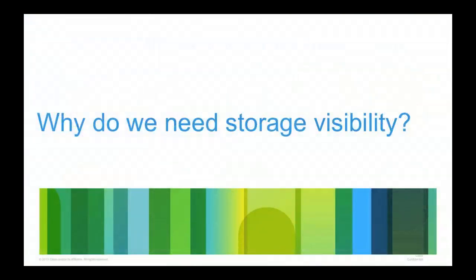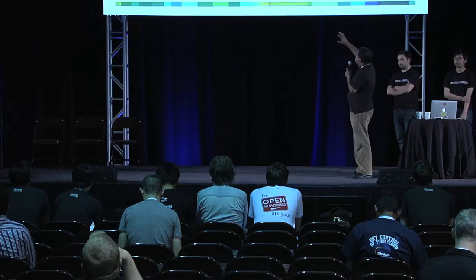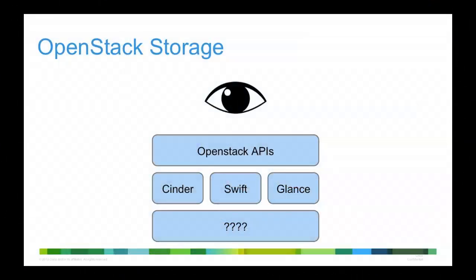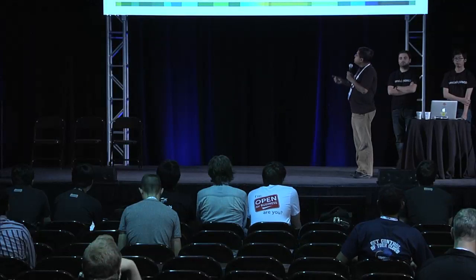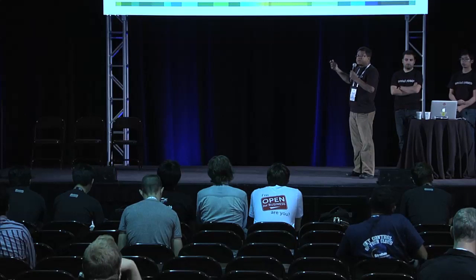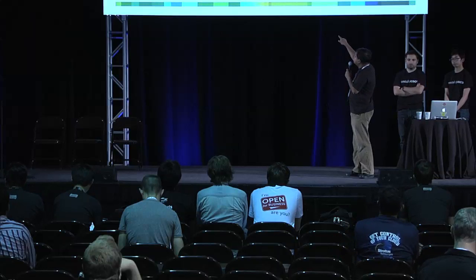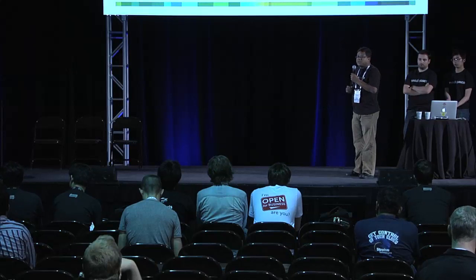So the question, obviously, is why do we need storage visibility? Now, if you look at OpenStack as a layer cake, you have the OpenStack APIs, and you have Cinder, Swift, and Glance APIs. But suppose you're running a big data or a Hadoop job, and your DFS node fails. How do you know that it's a network error or a storage error? Or maybe some disk drive has failed physically? You have no way of knowing unless you have visibility into what's the backend for the storage layer.